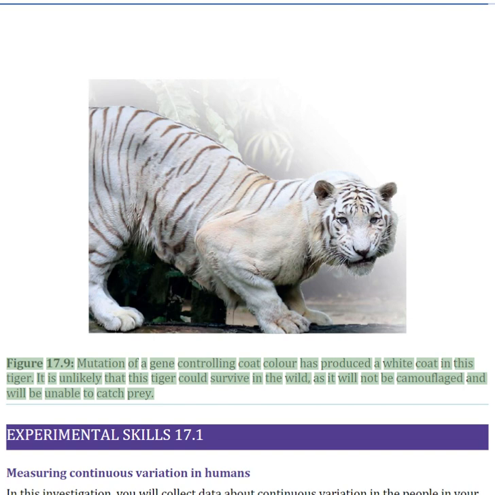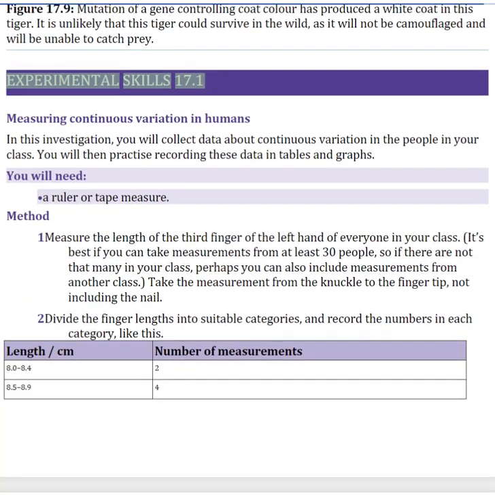Figure 17.9: mutation of a gene controlling coat color has produced a white coat in this tiger. It is unlikely that this tiger could survive in the wild, as it will not be camouflaged and will be unable to catch prey.